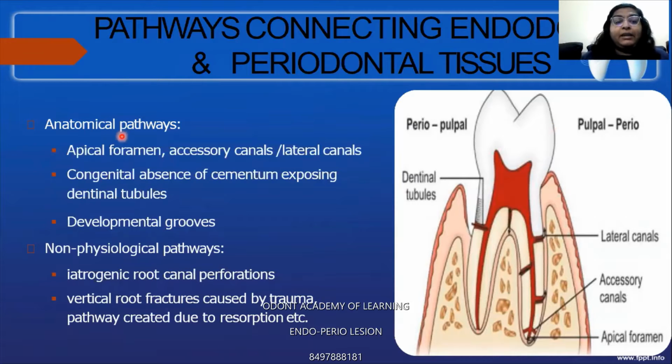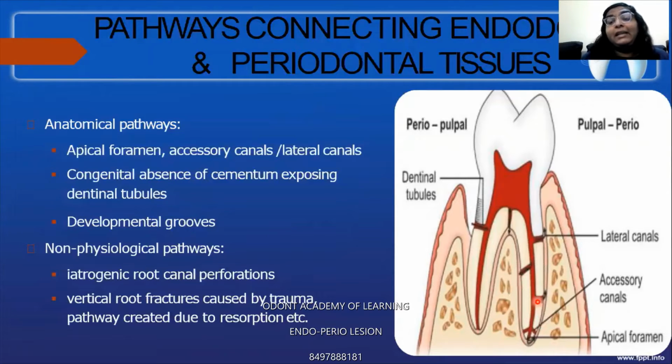So we have anatomical pathways and we have non-physiological pathways. As you can see in the picture here, the anatomical pathways, the first one is the apical foramina, obviously, right? The apical foramen is present at the end of the root, and also the accessory and the lateral canals. So the apical foramen, the accessory canals, and the lateral canals mostly are present in the apical third of the root, that is in the apical 3 mm of the root.